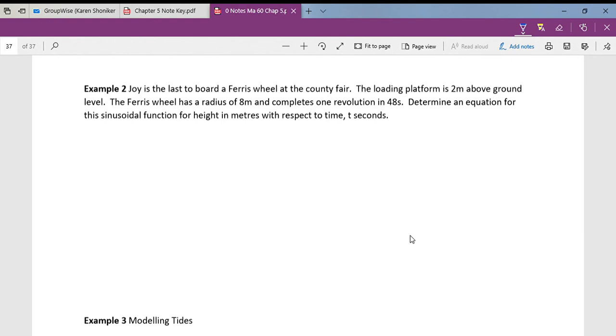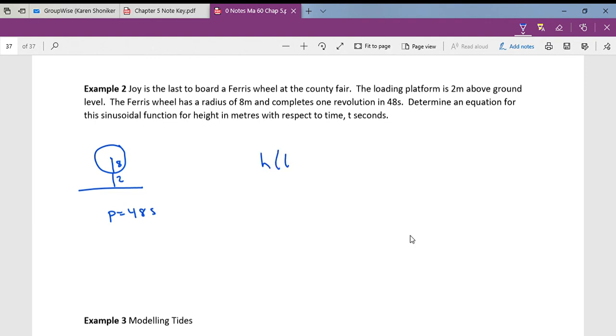So this is Joy, the last to board a Ferris wheel at the county fair, the loading platform. So I always start with a graph. The loading platform is 2 meters above ground level. So I'm going to put my 2 in here. The Ferris wheel has a radius of 8 and completes 1 full rotation, so has a period of 48 seconds. Determine an equation for the sinusoidal function for height in meters with respect to time.